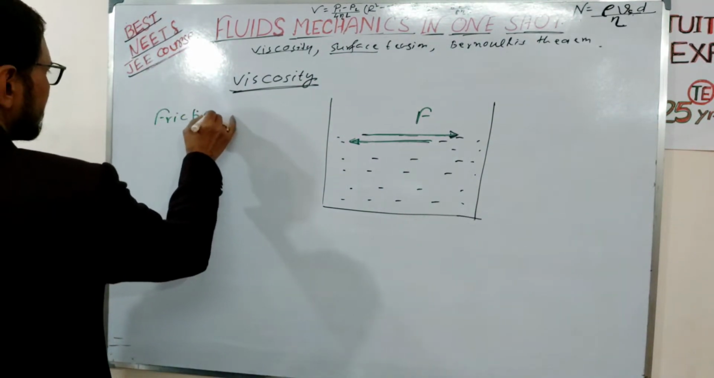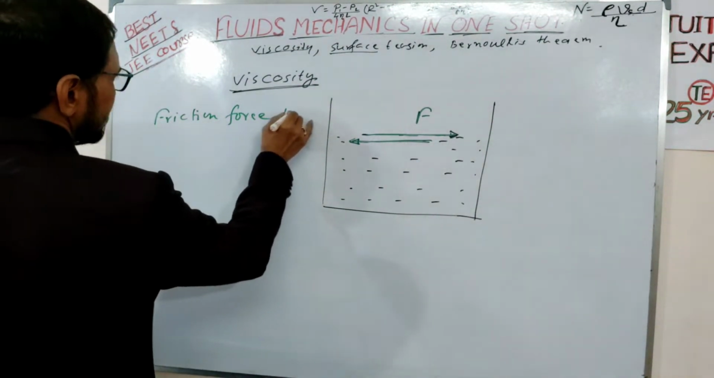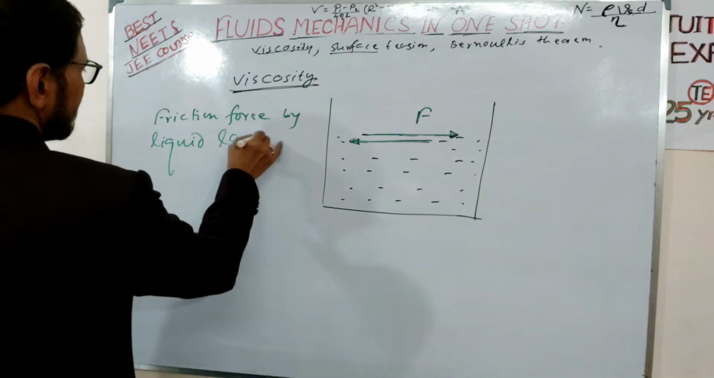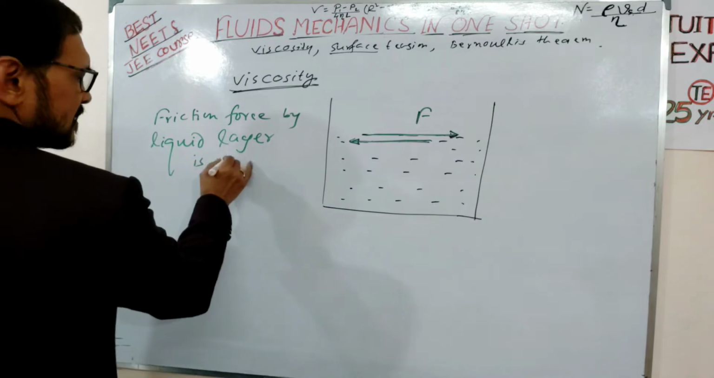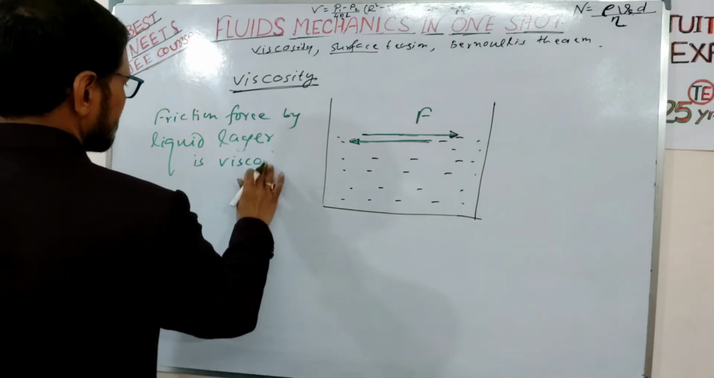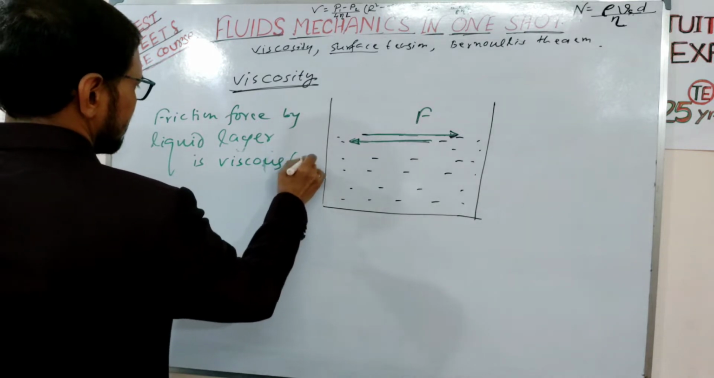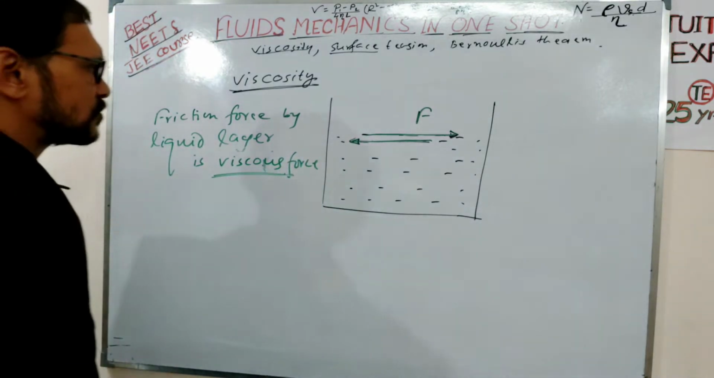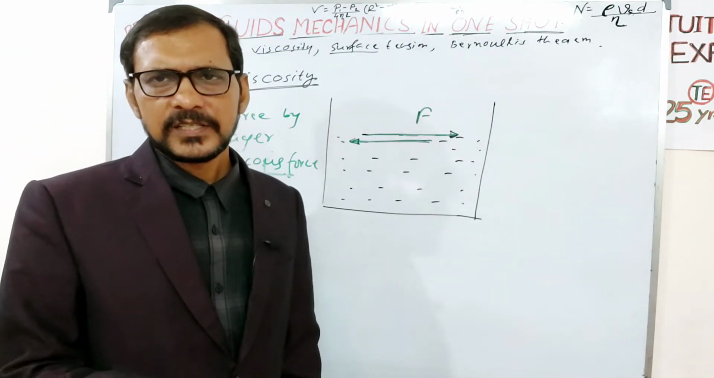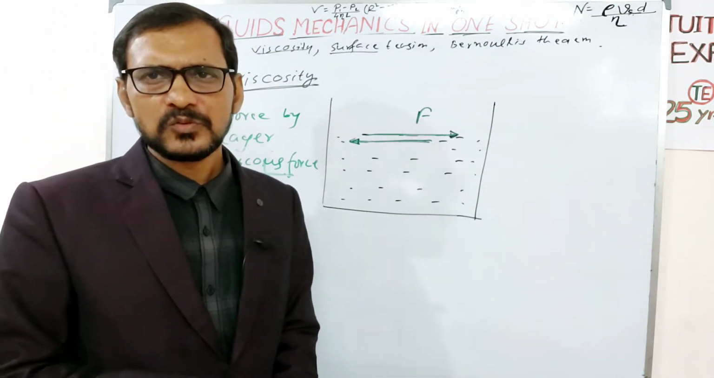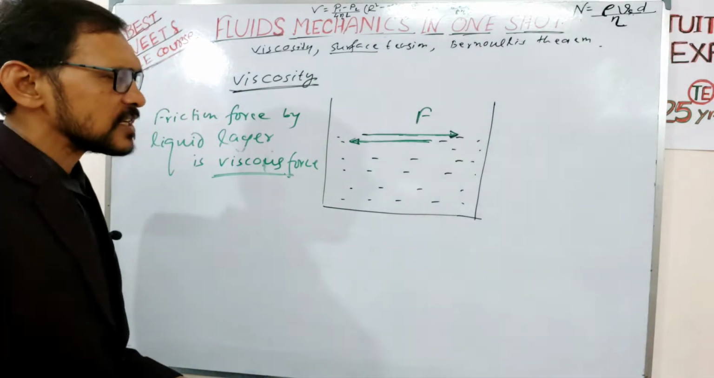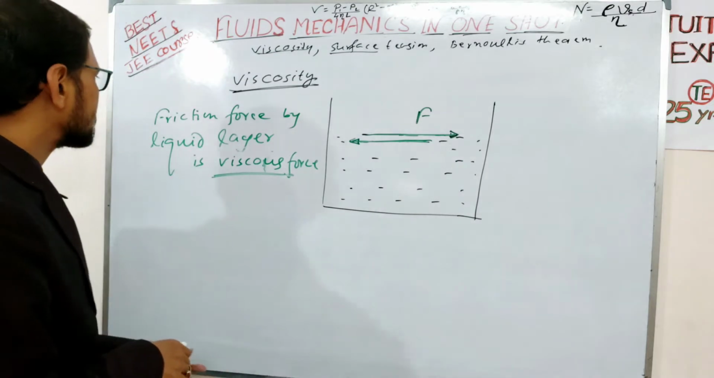Friction force by the liquid layer is the viscous force. So what is the viscous force? Viscous force is the friction force when relative motion starts between two liquid layers. It is the friction force exerted by the liquid layer when relative motion starts between two liquid layers. This is the viscous force.